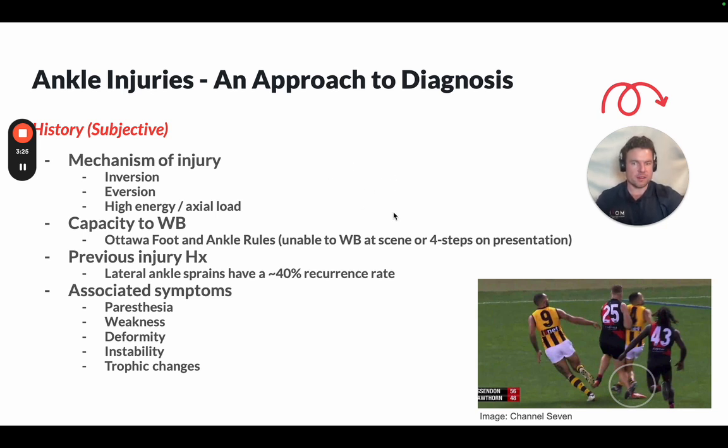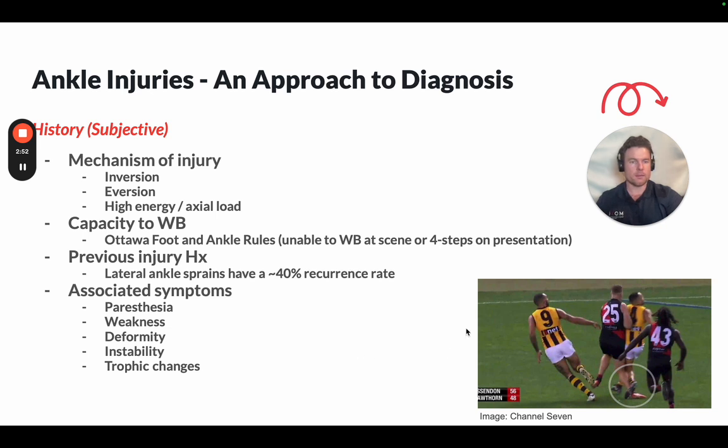That's very different to the common mechanism for a lateral ankle sprain, which would be inversion, and is invariably a less significant injury than that of an eversion injury. So anytime someone tells you with some certainty that their mechanism was eversion, always be more suspicious that a more significant injury has occurred, either in the syndesmosis or an acute fracture or fracture dislocation of the ankle in more severe cases.